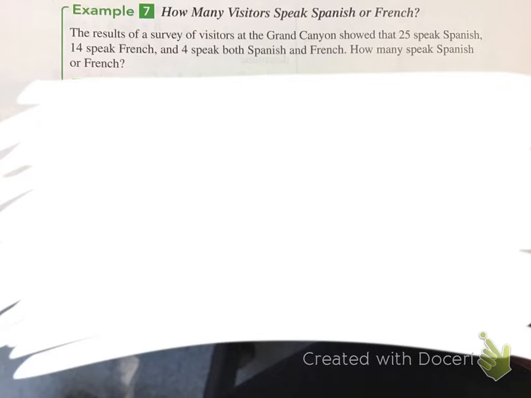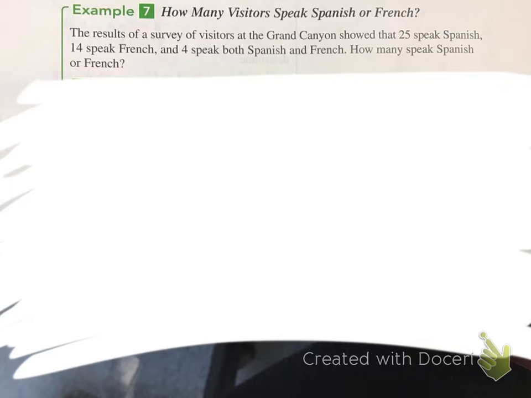Now I'd like for us to look at this word problem together. The results of a survey of visitors at the Grand Canyon showed that 25 speak Spanish, 14 speak French, and 4 speak both Spanish and French. How many speak Spanish or French?